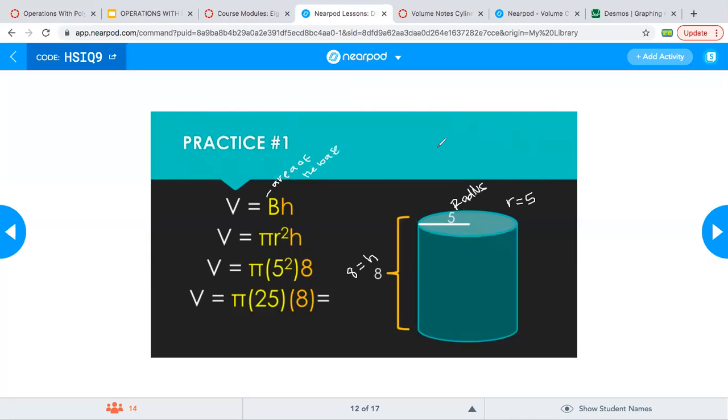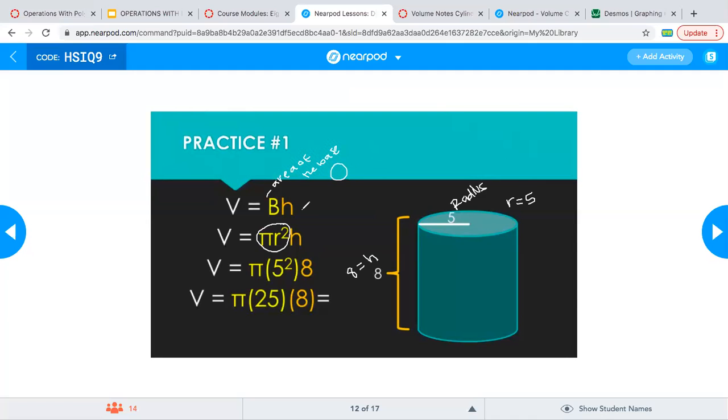I'm going to ask you that question literally every day, and you're going to get annoyed for the next 2 or 3 weeks. Capital B is the area of the base. And what shape is my base? A circle. To find the area of a circle, I use pi r squared, and then times height.